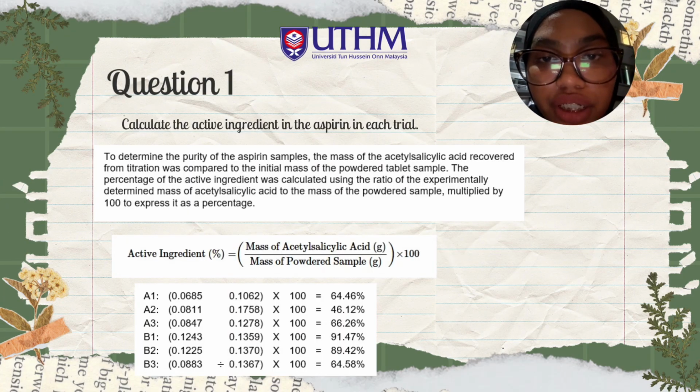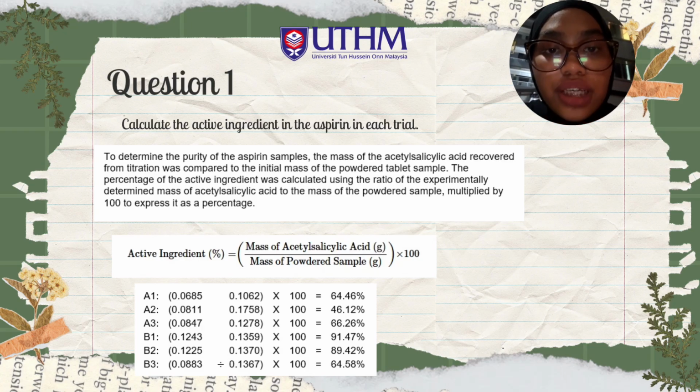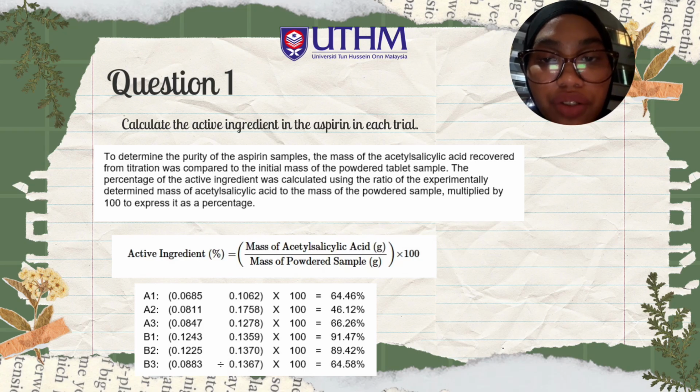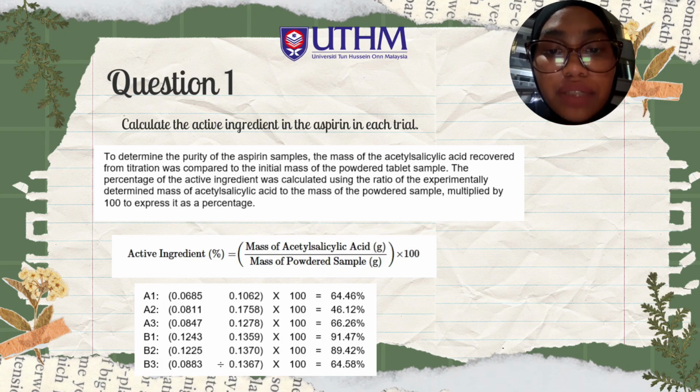Question 1. Calculate the active ingredient in the aspirin in each trial. To determine the purity of the aspirin sample, the mass of acetylsalicylic acid recovered from titration was compared to the initial mass of the powdered tablet sample. The percentage of the active ingredient was calculated using the ratio of the experimentally determined mass of acetylsalicylic acid to the mass of powdered sample, multiplied by 100 to express it as a percentage. So active ingredient percentage equals the mass of acetylsalicylic acid over the mass of powdered sample times 100. The result is stated below.